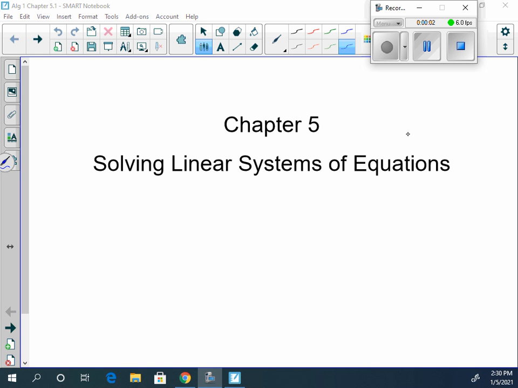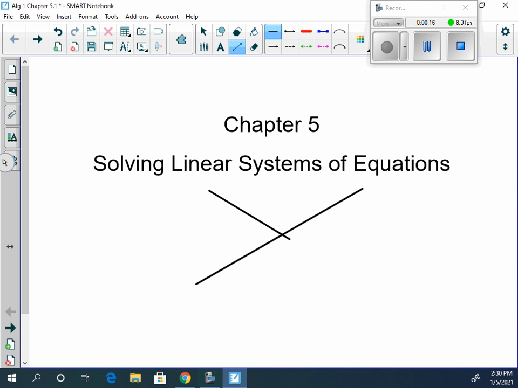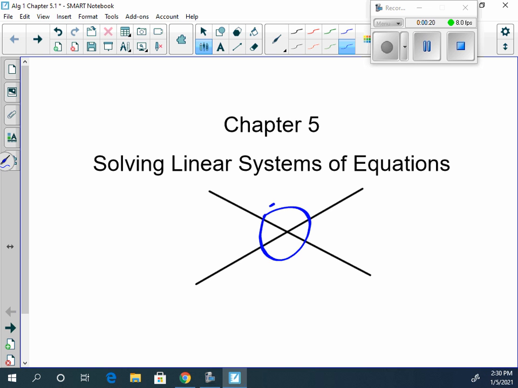Now, what we're talking about in Chapter 5 is solving systems of linear equations. So we're trying to find a value that will make both equations true. We're looking at equations of two lines and trying to see this point of intersection. What value of x and y will make both equations true?